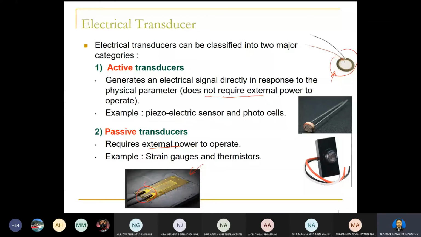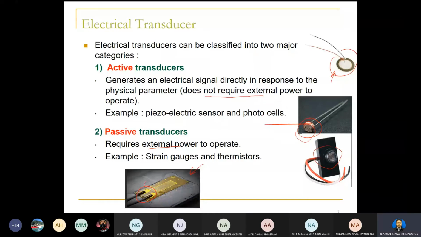For example, piezoelectric or photocell. This is a photocell, very small. This one is also a piezoelectric, also very small. This is also a photocell, but in a housing. This one detects light. For example, we can set our room so that if the condition is dark, the lamp will automatically turn on. So this is a sensor that detects the condition of the room. That's what we call the photocell.